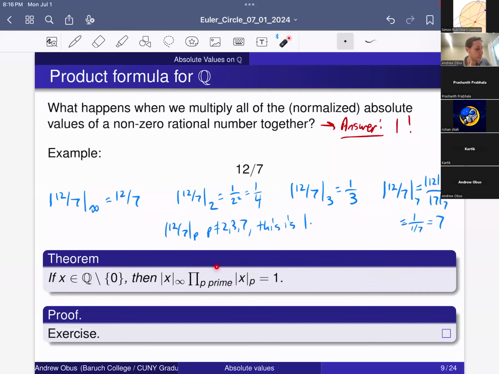So this looks like an infinite product, but actually almost every term in this product is 1, and you're really only multiplying finitely many things. So there are no subtleties here. The proof is an exercise, and it's not a very difficult exercise at all. Some of you may have already done it in your heads, and it doesn't require any hints. It's a very doable exercise. So you take any rational number other than 0, you multiply together all of its absolute values, and you get 1. This is what we call the product formula for Q. All right, any questions?